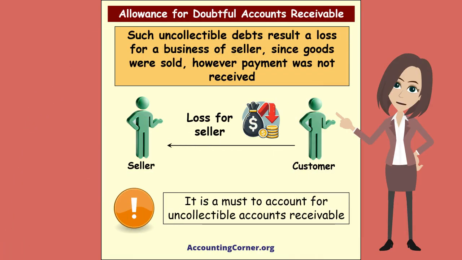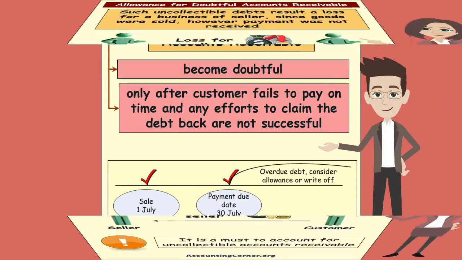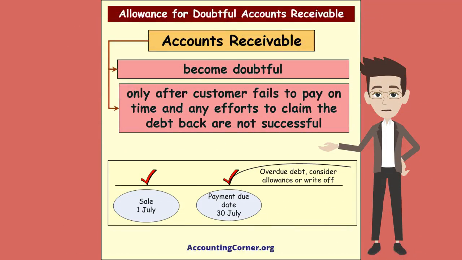Uncollectible debts are a loss for the business because goods were sold but no payment was received. It is important to account for these losses by recognizing doubtful or bad debts in the financial records. Accounts receivable become doubtful after a customer fails to pay within the expected time frame, and any efforts to collect the debt have failed. At this point, the debt is classified as doubtful, though there may still be some chance of recovery.